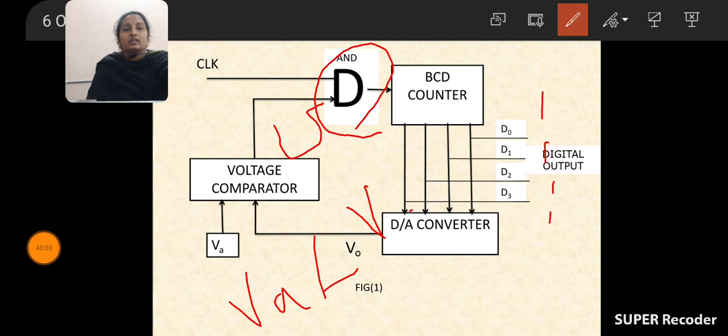When V0 is equal to 0, it starts counting again, since VA is greater. Likewise, successive approximation is also the same, but in place of the AND gate we use control logic, and in place of the BCD counter we use a successive approximation register. That is the only difference between these two. The successive approximation register provides high speed of operation, and the counter type gives somewhat slow operation. Okay, now I would like to conclude the class.